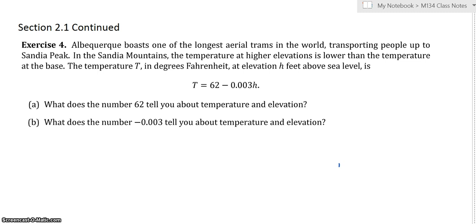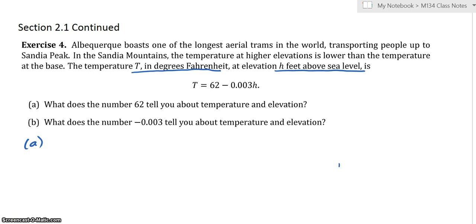Albuquerque boasts one of the largest aerial trams in the world, transporting people up to Sandia Peak. In the Sandia Mountains, the temperature at higher elevation is lower than the temperature at the base. The temperature, T, in degrees Fahrenheit, at an elevation h feet above the sea level is, and they give a formula. So again, T is in degrees Fahrenheit, h is feet above sea level. What does the 62 tell you about the temperature and elevation?